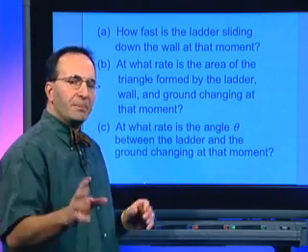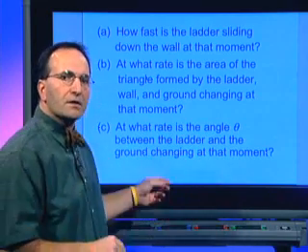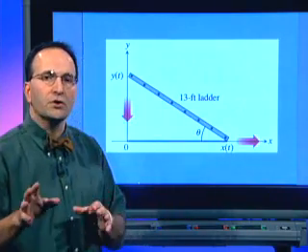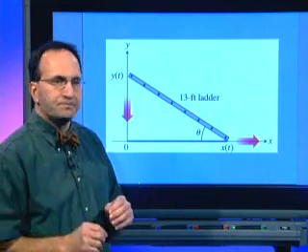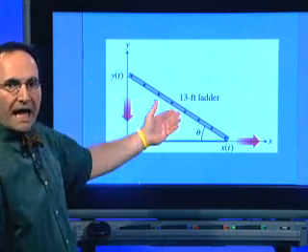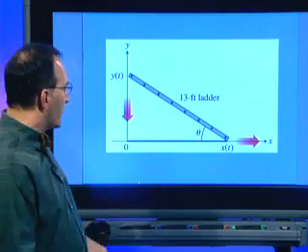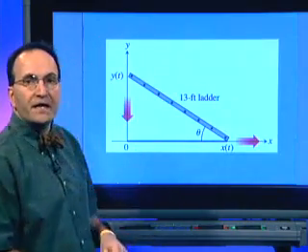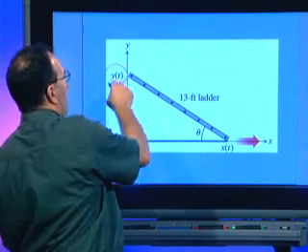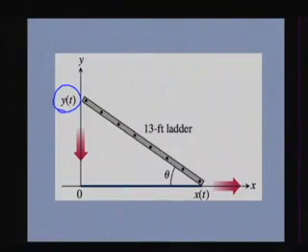Let's take a look at a picture of this ladder and work out a little bit of the math that we'll use to find those answers. Here's the picture of the ladder. The wall of the house is here, and this is the ground. And you can see that we have labeled the wall as y of t. And we've labeled the position on the ground as x of t.